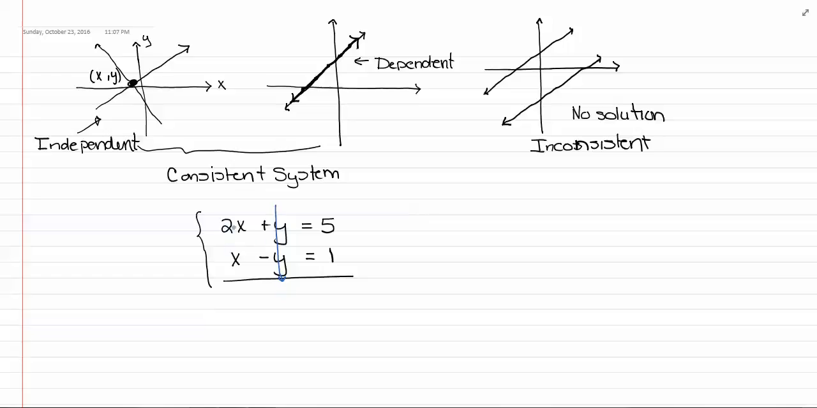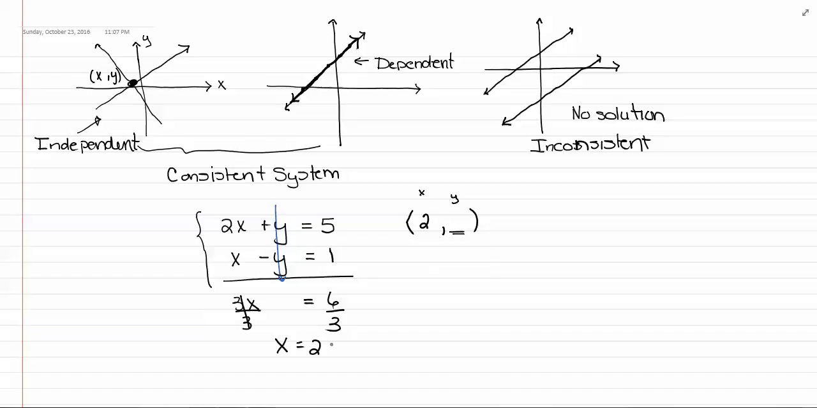For my x's, I have 2x plus 1x equals 6. Solve for x. So I have x equals 2. But that's the part of the point, the x coordinate. I still need to solve and find the y value of this point.